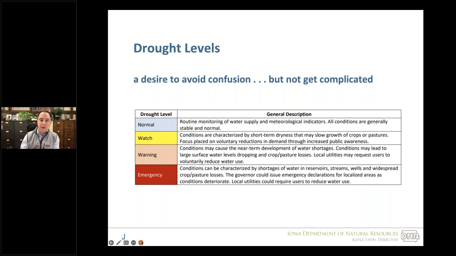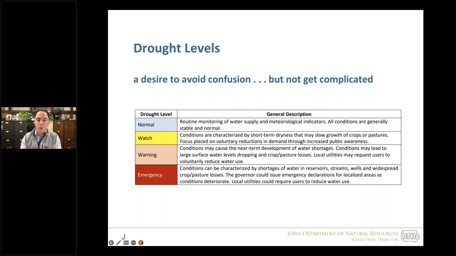These are where we start to see an increase in dryness across the drought regions. And conditions are characterized by short-term dryness, so we think 30 to 60 out of 90 days. And we also start to see impacts of meteorological drought on agriculture, so slowing crop and pasture growth. You start to see pastures burn up. This is giving us an idea that we're moving in a direction, as we started in May and June of 2020 with this three-year-long drought.